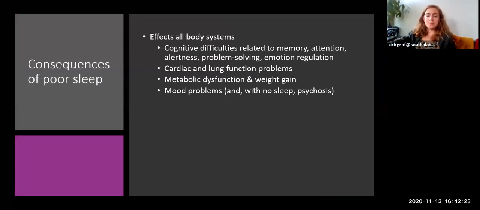So there are tons of consequences of poor sleep, cognitive difficulties, because the original function of sleep was in the brain. A lack of sleep causes basically dysfunction of everything that the brain controls: memory, attention, alertness, problem solving, emotion regulation. It also affects our cardiopulmonary function, our heart and lungs. It impacts our metabolism, and it slightly alters the way that our metabolism burns or conserves energy. So a lack of sleep can lead to weight gain. And it also leads to mood problems. Complete lack of sleep for too long, for more than like 3 or 4 days, can lead to psychosis.